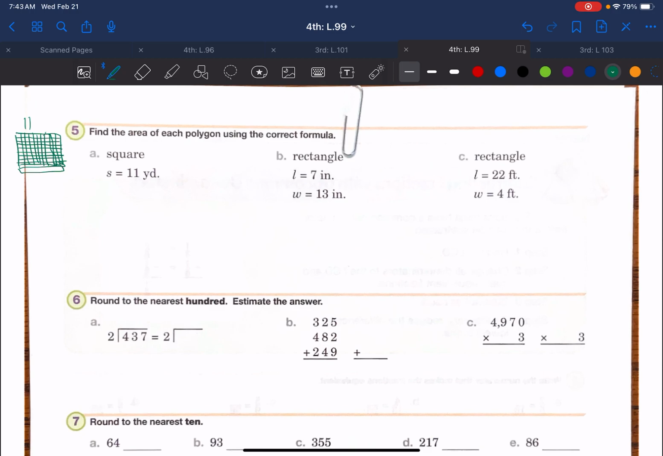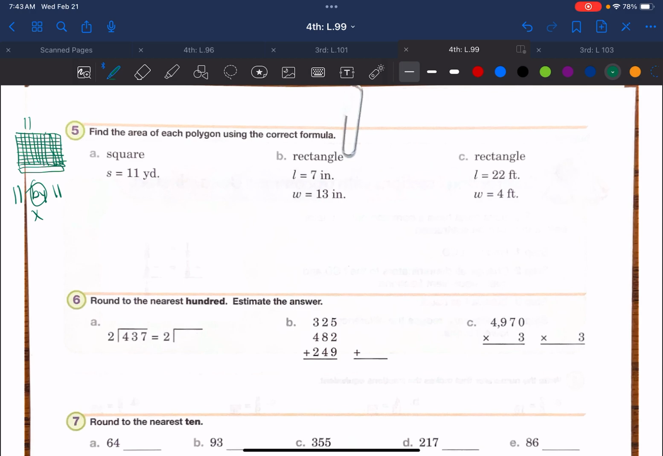All right, now I just said you have an 11 by 11 because that's what it would be. Now I don't want to count all those, neither do you. But guess what? This word by means this. So 11 times 11. So that's for your area.